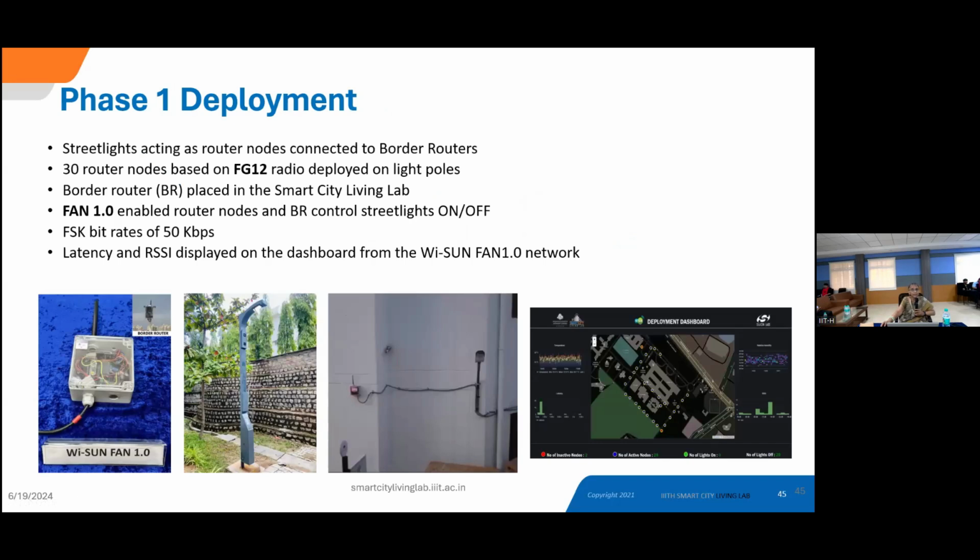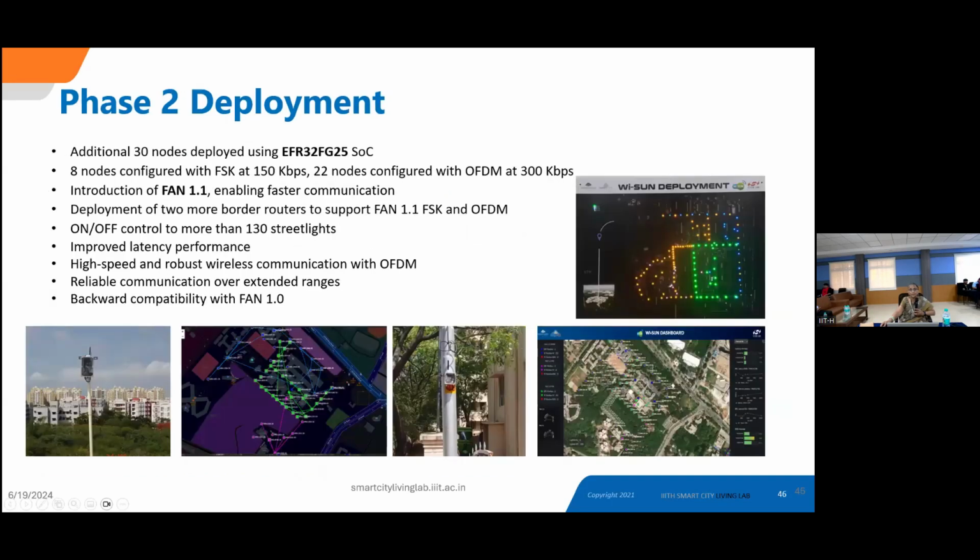In phase one, we had streetlights connected, we had FAN 1.0, and we had the network for 30 nodes, and a minimal dashboard, which was the first preliminary dashboard we were able to deploy. In phase two, we added FAN 1.1 nodes, and more than 60 nodes were deployed. We were trying to control 106 lights with all the nodes together. The dashboard structure improved, we had a smart street lamp post, and we also had the hardware dashboard giving the status of the street lights or the nodes deployed.